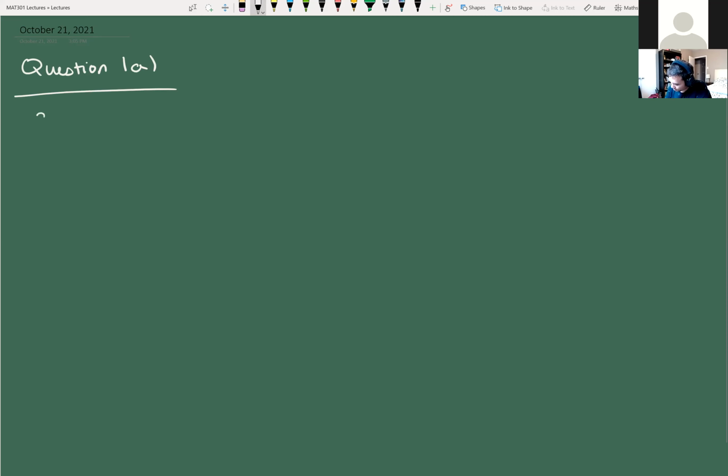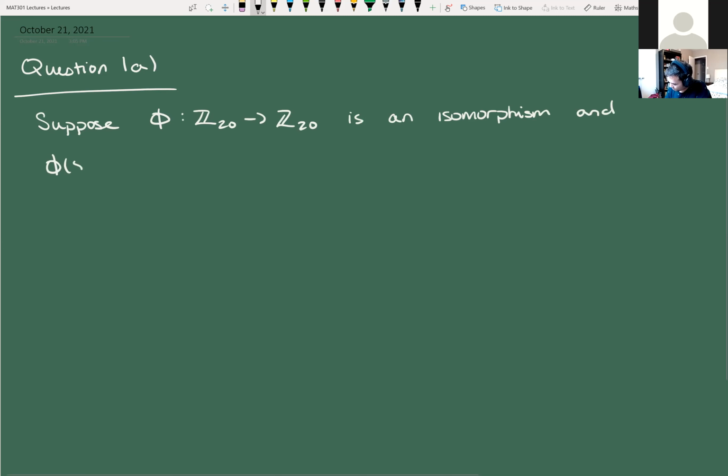So this is the statement, that you've got this isomorphism from Z20 to Z20, and phi of 5 equals 5. What are the possibilities for phi of x?